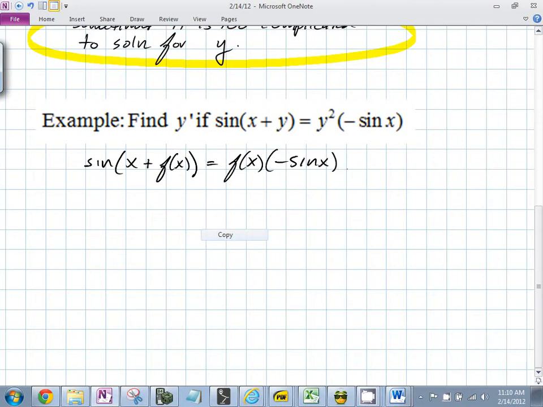Thank you. So what's the derivative of sine? Cosine. So it's going to be cosine x plus f of x times what? 1 plus f prime of x. Yes, what rule did we just use? Chain rule. So right here, we just used the chain rule.